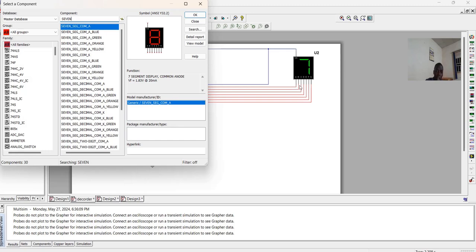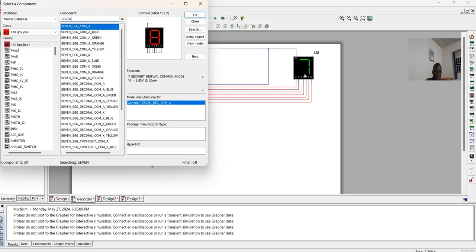In this case, we are using a common anode, where the anodes of all the LEDs on the seven segment display are connected together, and each lead that needs to be lit has its cathode connected to the ground.